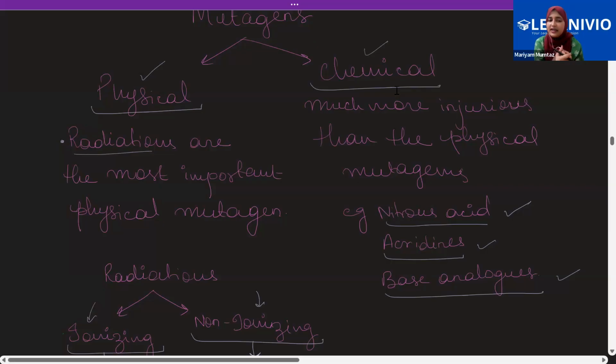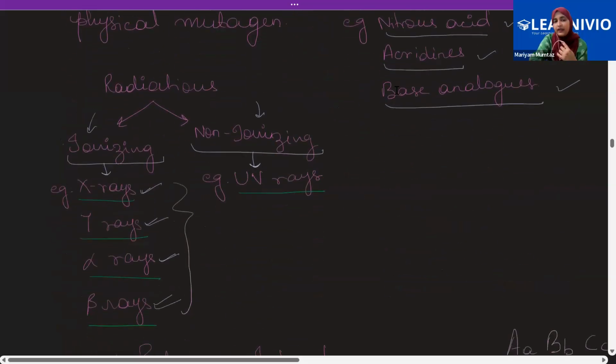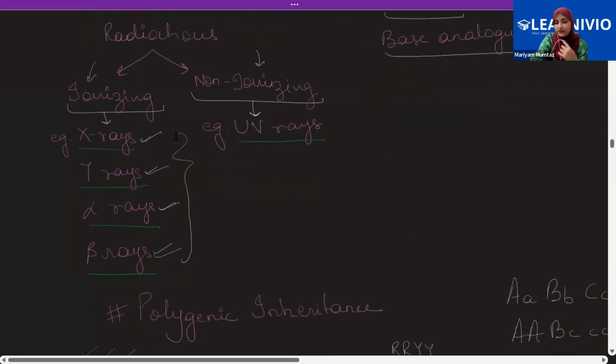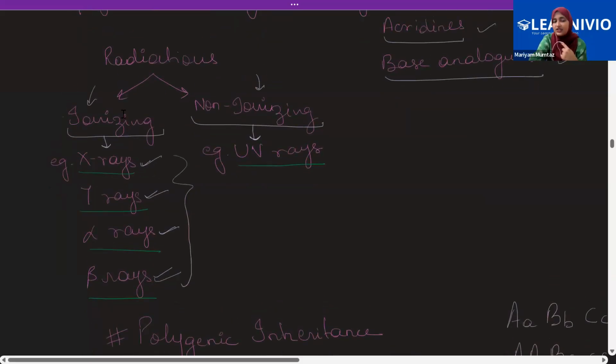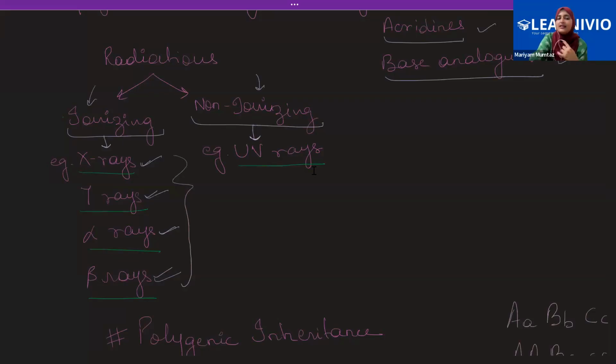And those people undergoing X-ray have to be exposed so as to find out the source of their problem, like the bone and everything. But radiations are physical mutagens, the ones that cause mutation. Radiations are of two types, ionizing radiation and non-ionizing radiation. Examples of ionizing radiations: X-rays, gamma rays, alpha rays, beta rays, all of these different kinds of rays.